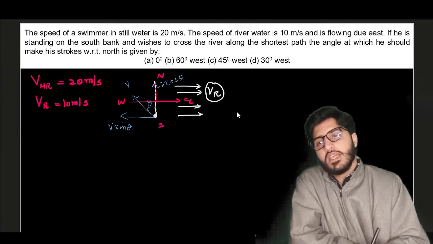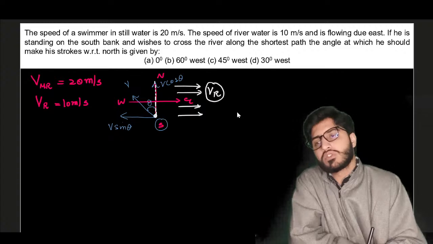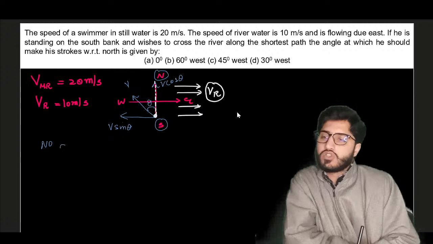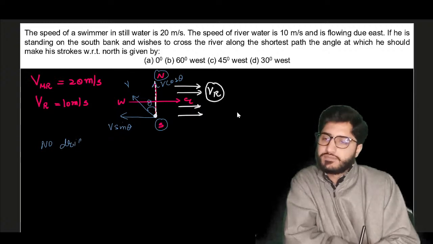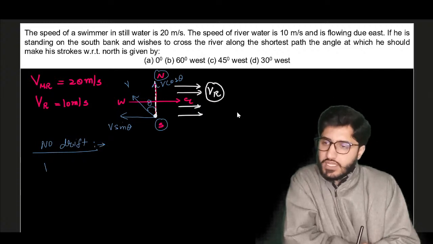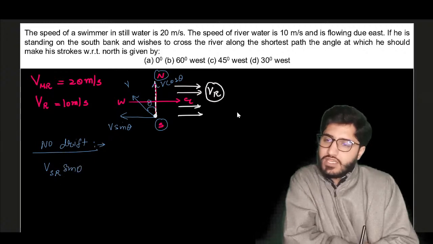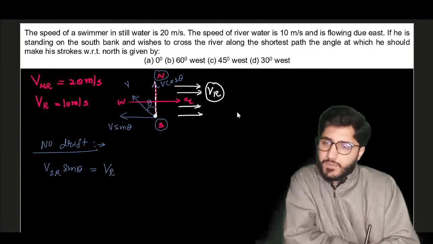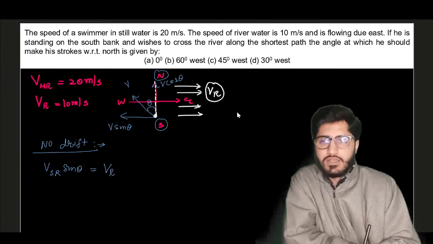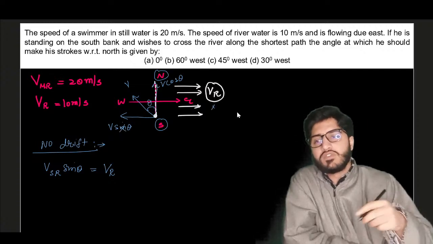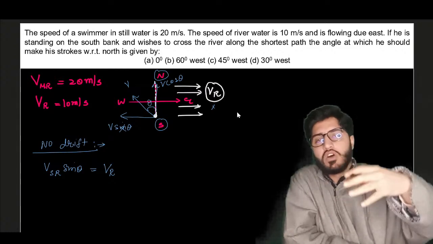If the person needs to go from south to north in a very shortcut way, then there should be no drag or drift. For the no drift case, the velocity of my swimmer with respect to still water, V sin theta, should be equal to the speed of the river. So these will cancel each other, and there will be only one effect, V cos theta, which will take the particle from south to north in a very shortcut way.